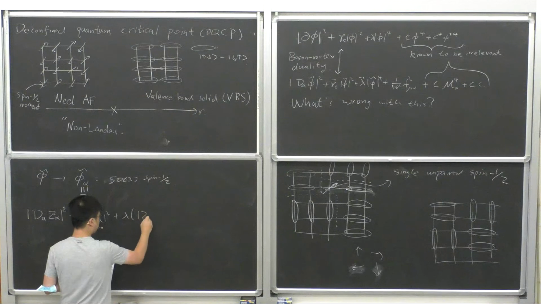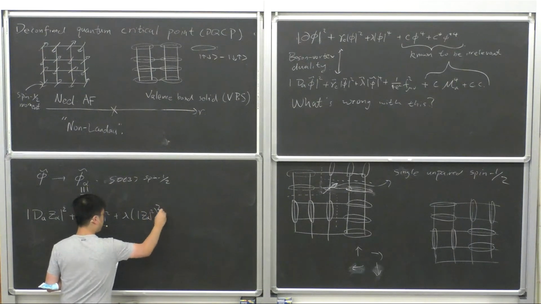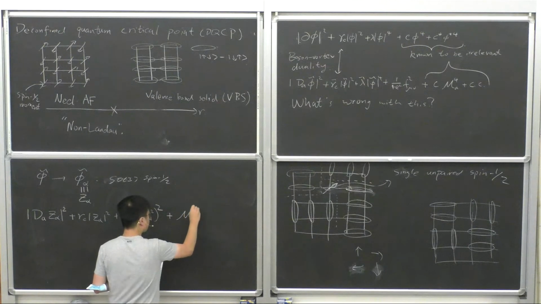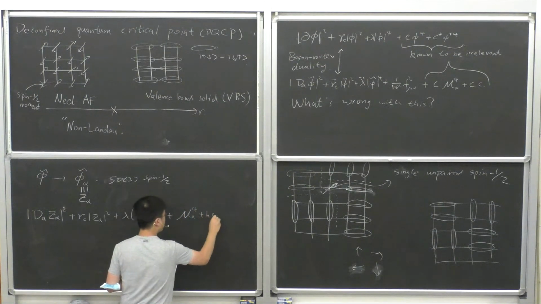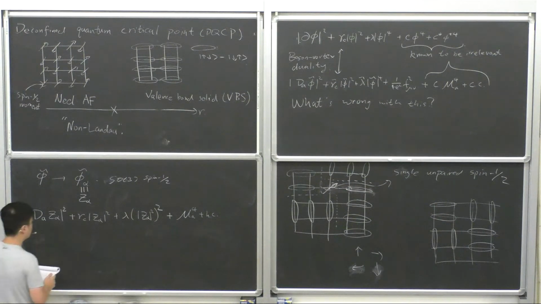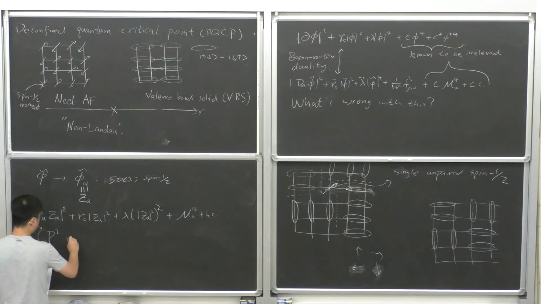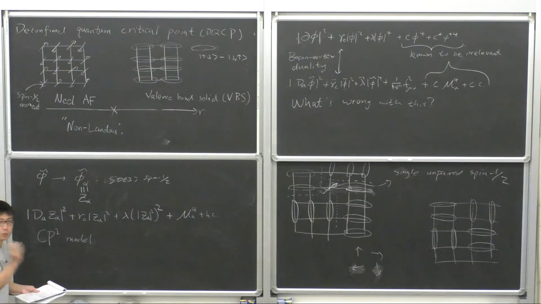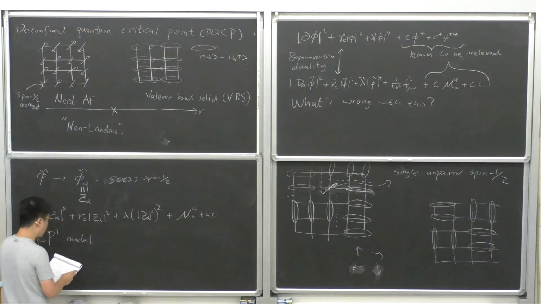And a quadratic term. And again, the fourfold monopole perturbation. So this is sometimes known as the CP1 model. Because if you look at this Z, it's a two-component complex scalar, but with the common U1 gauged. So that's CP1.